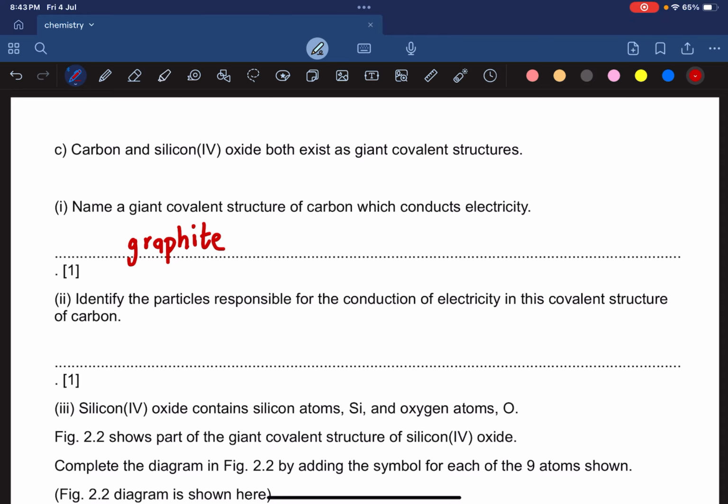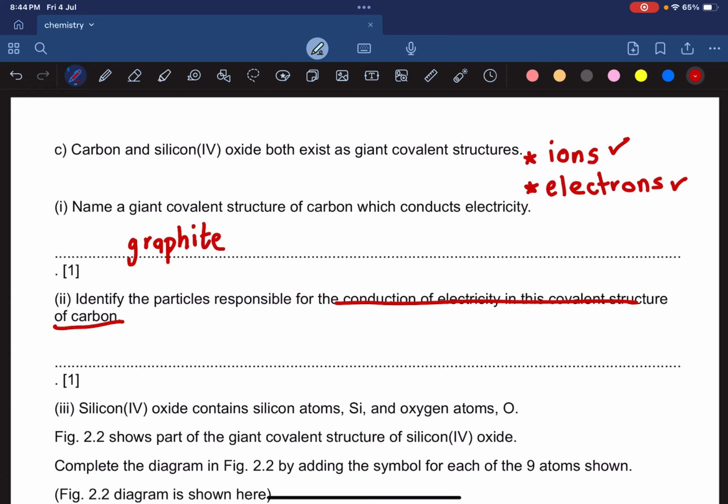Next, identify the particles responsible for the conduction of electricity in this covalent structure of carbon. Until now, what we have learned in O levels is that only 2 particles are responsible for conduction of electricity. Either you have free mobile ions or you have free mobile delocalized electrons, okay? Only these 2 particles can conduct electricity in any kind of structure. In ionic compounds, you have your ions. In metals and in graphite, you have your electrons. In graphite, you don't have any kind of ions. There's not even a possibility of ion formation in graphite.